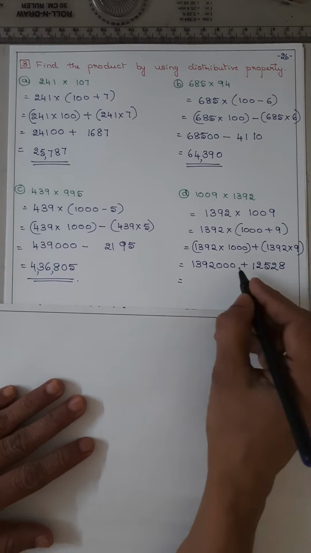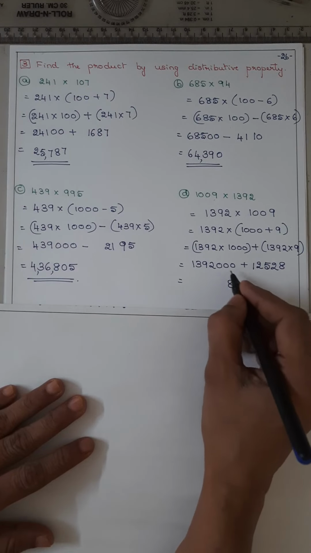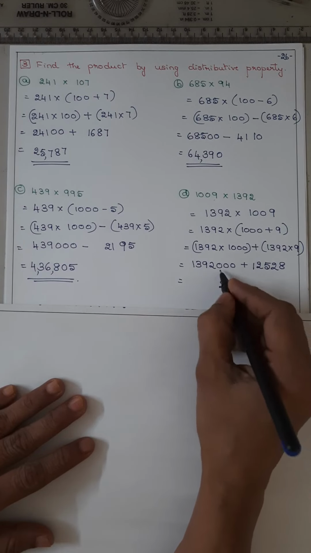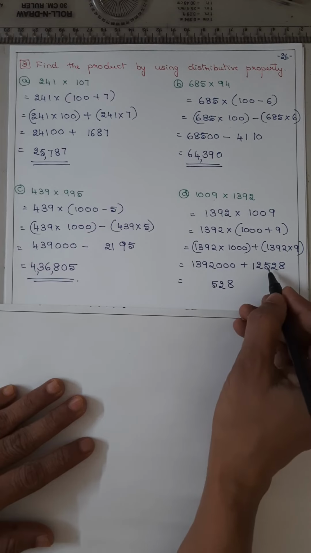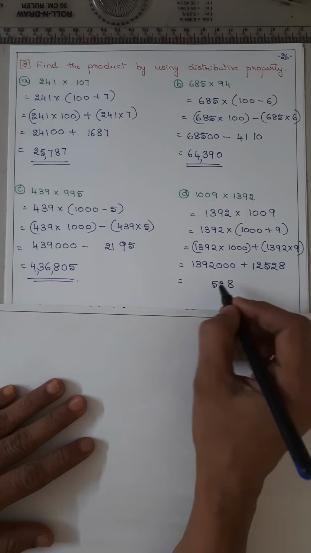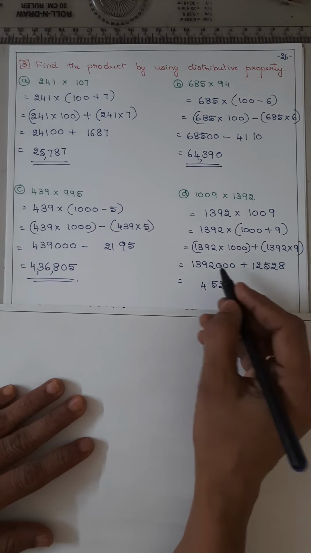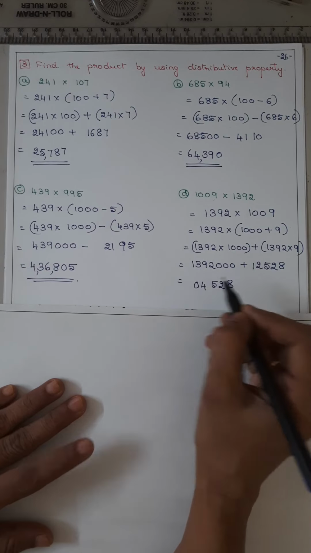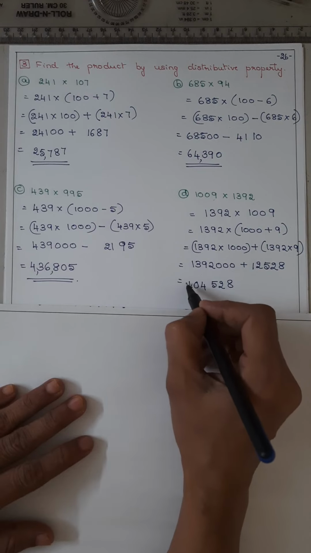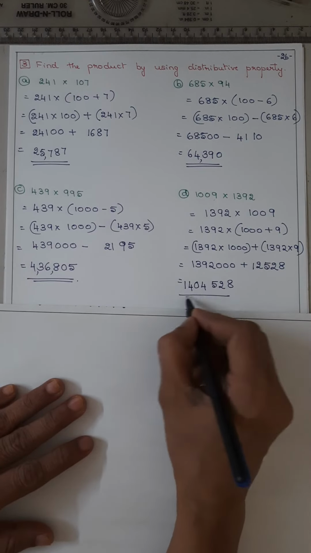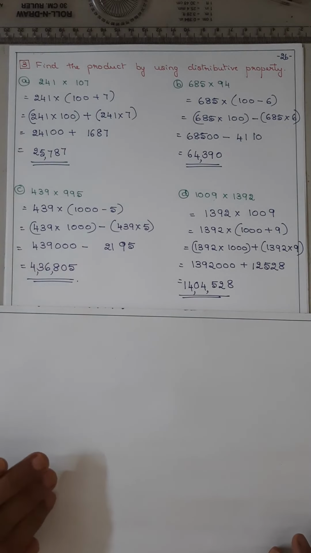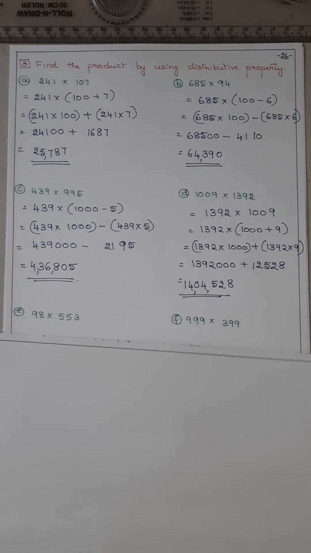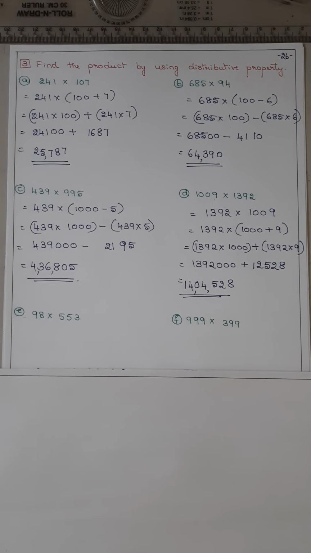Now you add. 0 plus 8, 8, 0 plus 2, 2, 0 plus 5, 5. Now 2 plus 2 is 4. Now 9 plus 1 is 10, 1 plus 3 is 4 and 1. So you got 14,04,528.